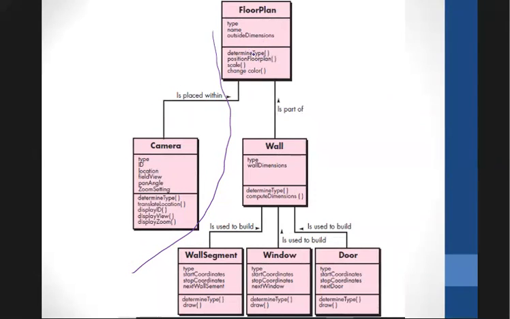So by seeing this example, it gives a clear picture of what a class diagram is used for. It is identified so that you make an entire structure of the system.